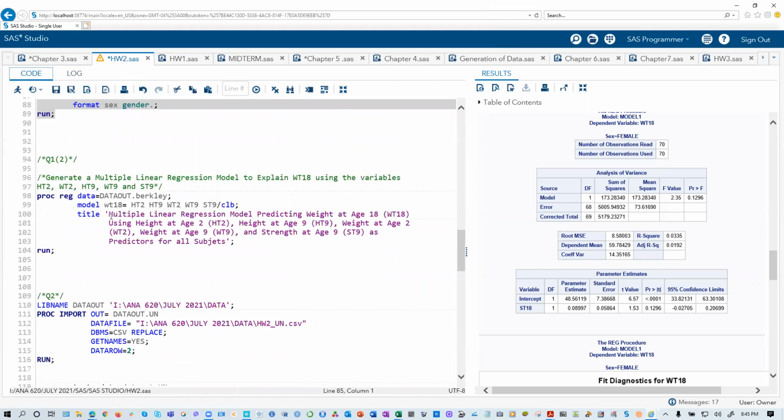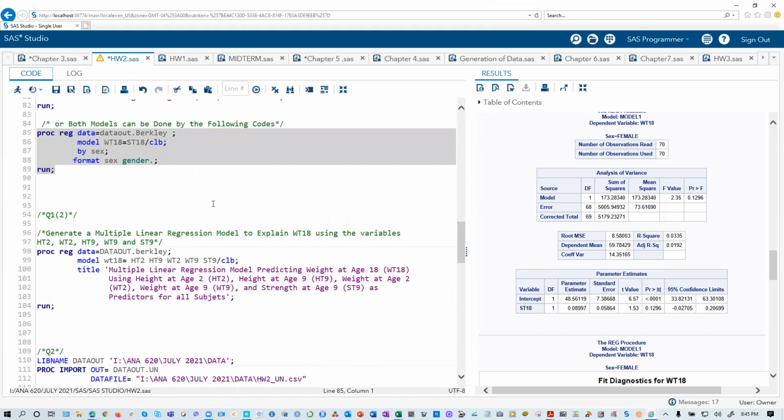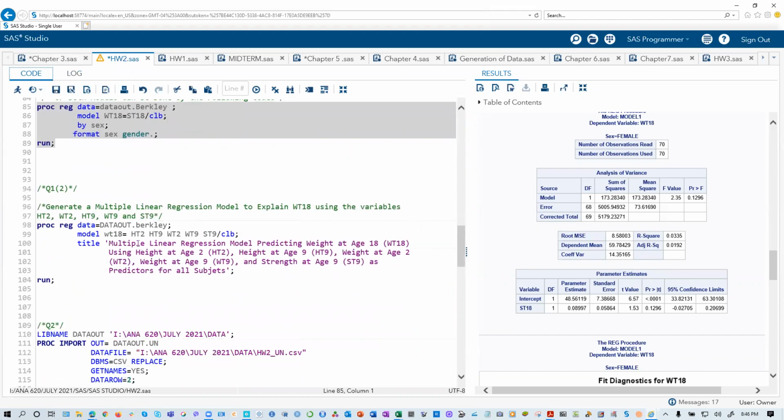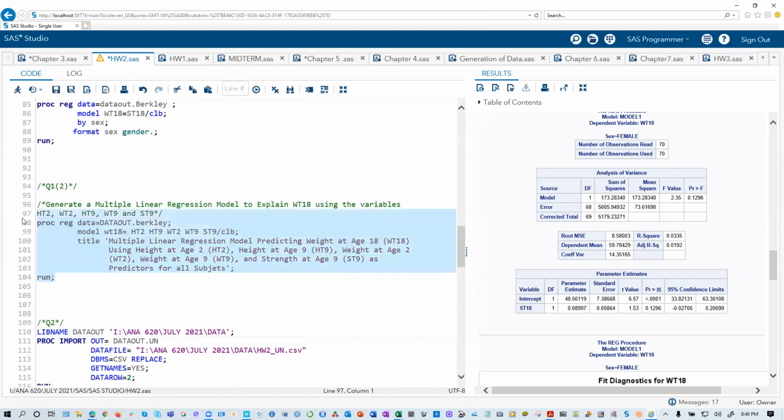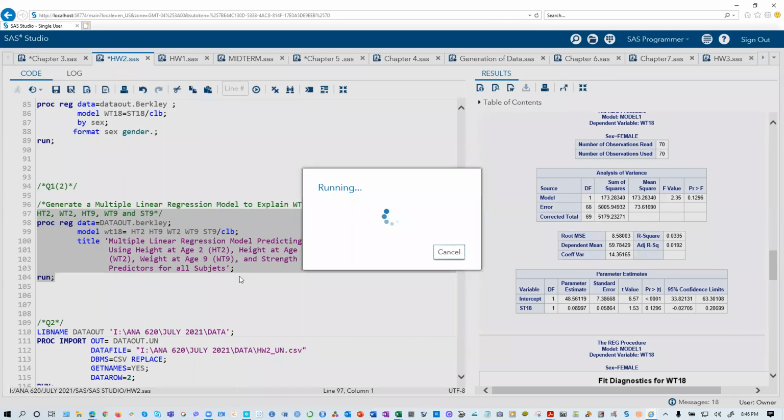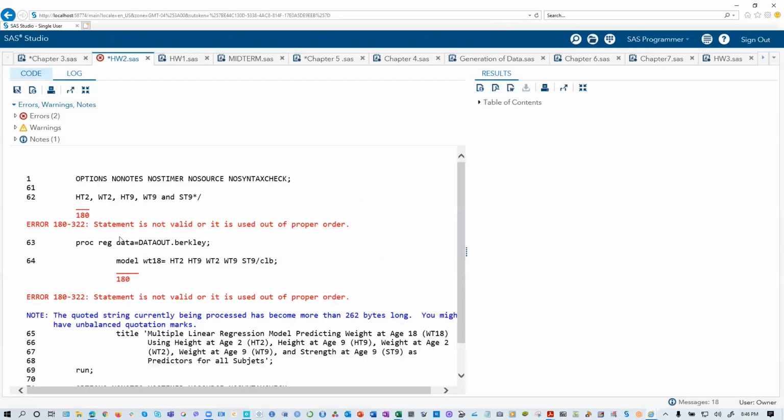In the second part, they say to generate a multiple linear regression with WT18, instead of putting just ST18, they were suggesting HT2, HT9, WT2, WT9. So run those with the multiple regression, and then describe that one.